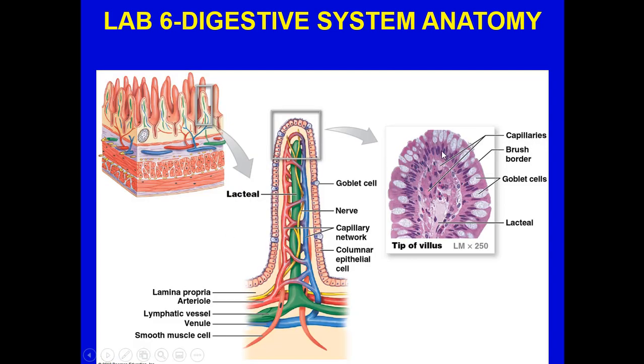If you move to this image, you see all of this connected. Here is a villus, and on the tip of it, you can see the little fuzzy hairs. That would be the microvilli. Here are your goblet cells, and your capillary network surrounds that lacteal. Okay?